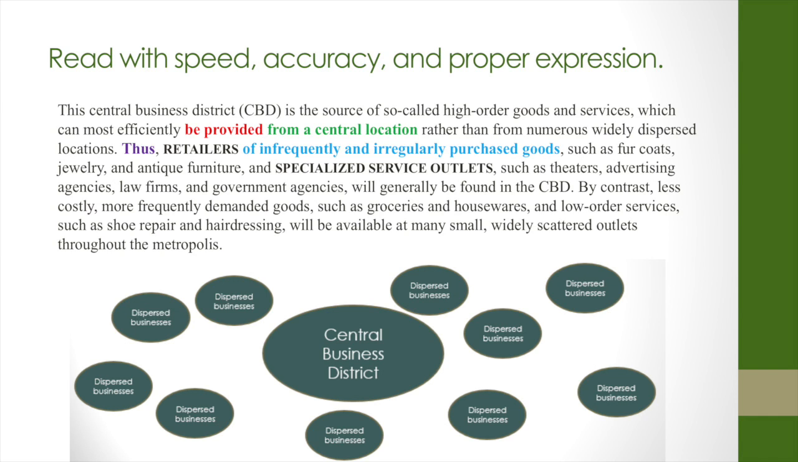Proper expression does not happen at the individual word level or the complete sentence level. Proper expression happens at the level of the phrase. For example, be provided and from a central location are two phrases, and proper expression occurs at those phrases. The phrase of infrequently and irregularly purchased goods is challenging to read smoothly because it is complicated. But fluent reading requires us to think of this phrase as a whole unit.